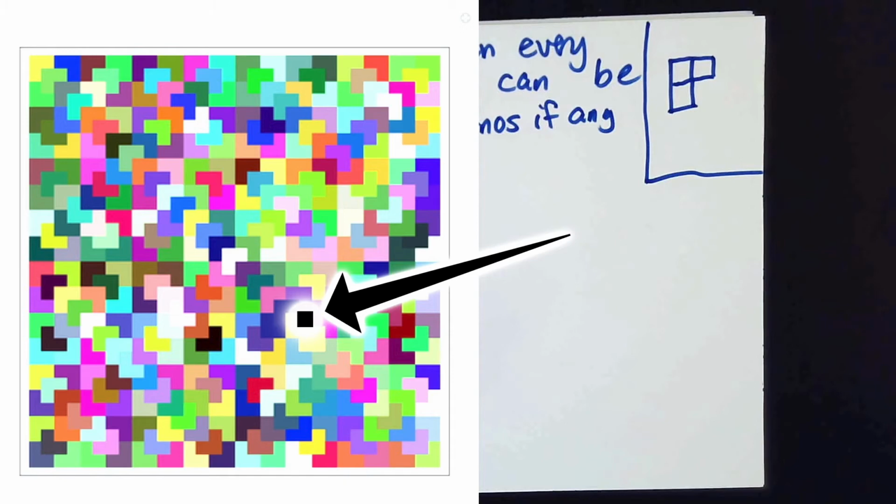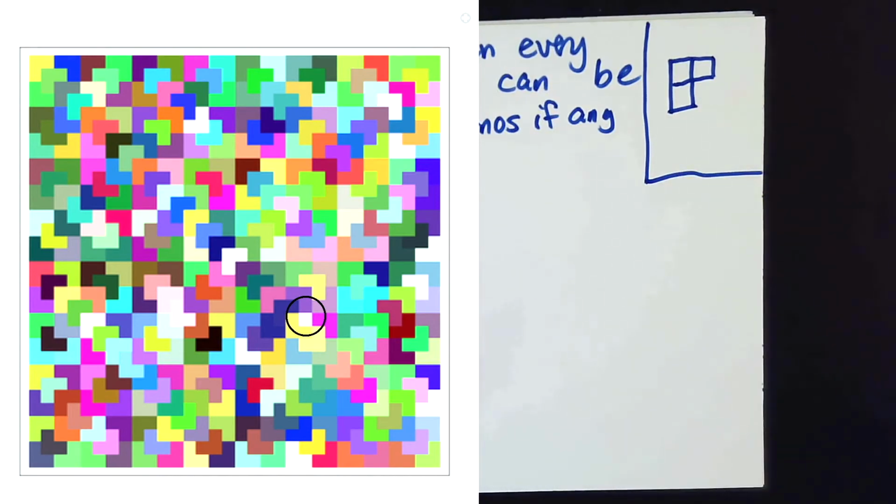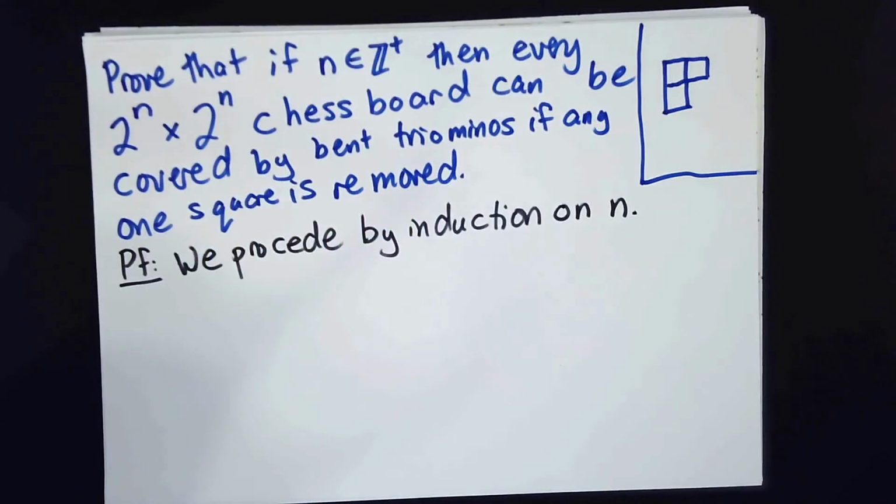So the claim in this question is that if you take any board like this, 32 by 32, 64 by 64, or whatever, remove any one square that you want, so you could remove that one, but you could equally well remove any of the other squares here, then what's left can always be covered by these sorts of triaminos. So we've got our work cut out for ourselves. Let's try and prove this.